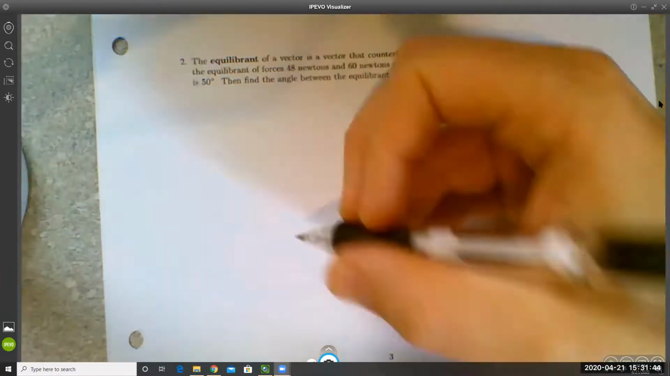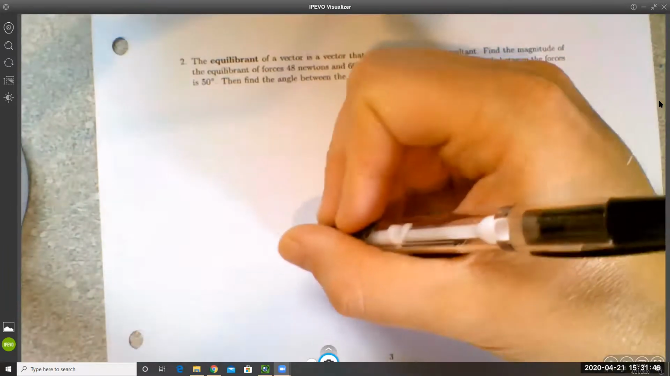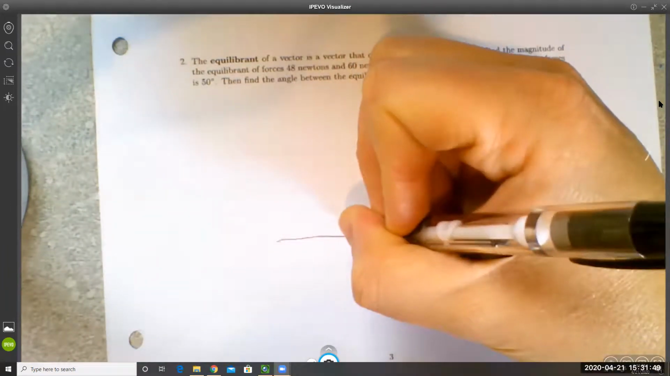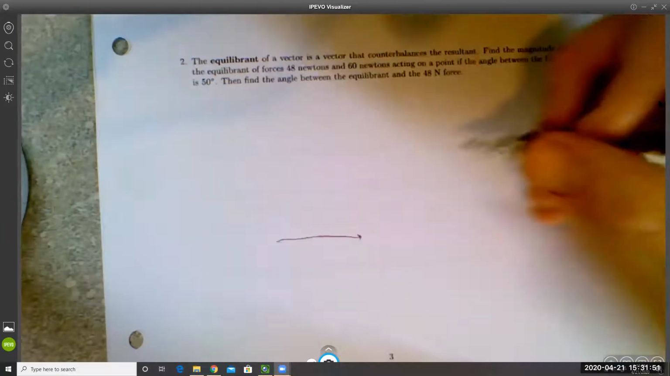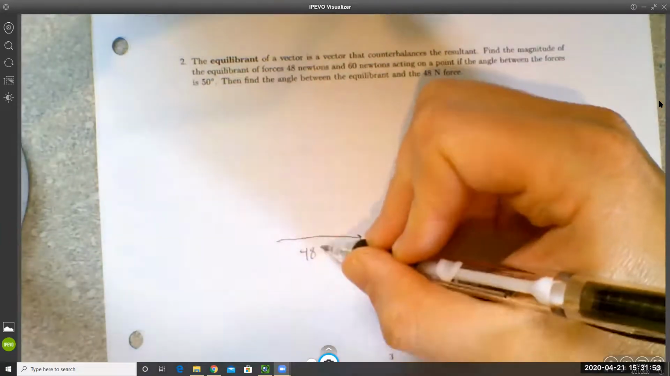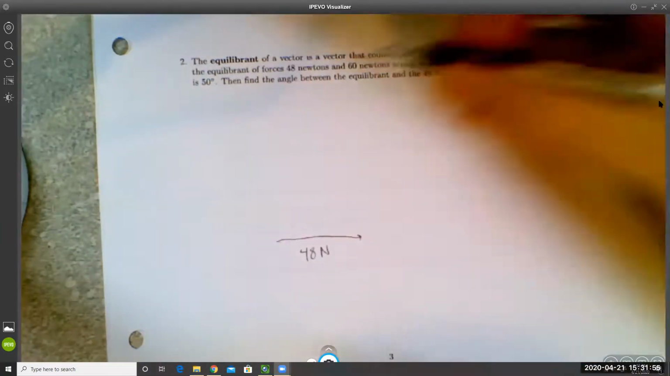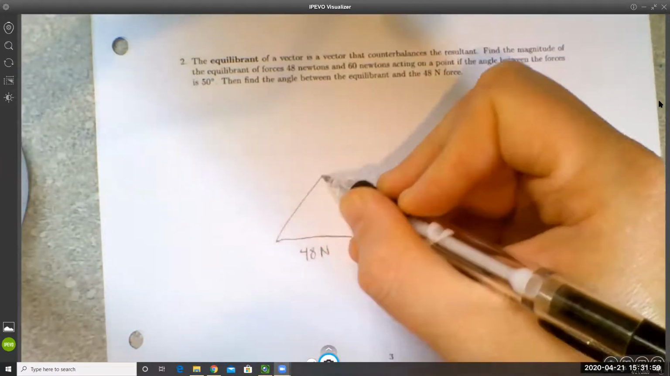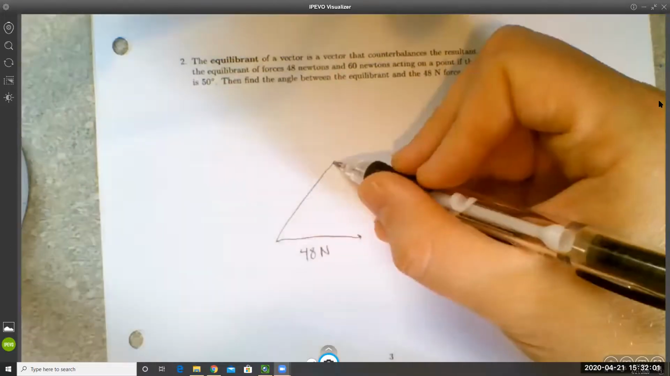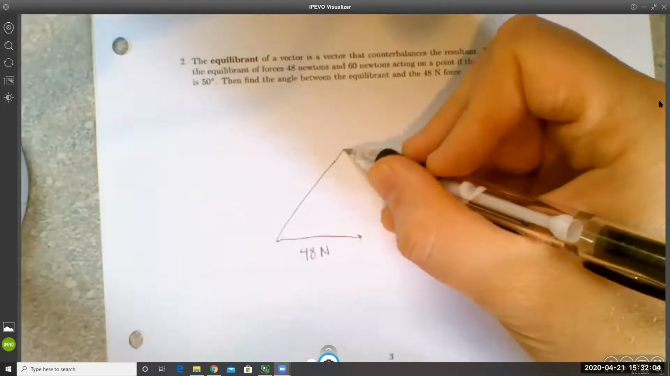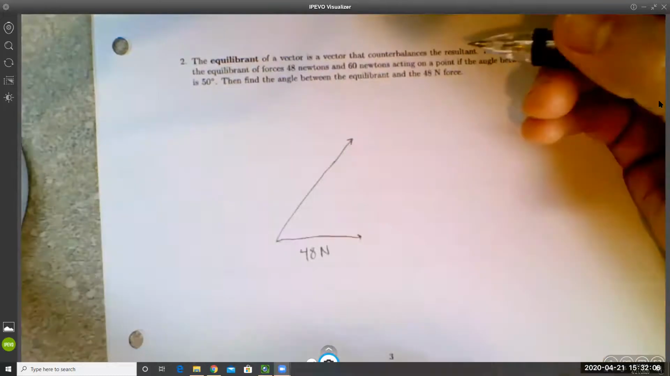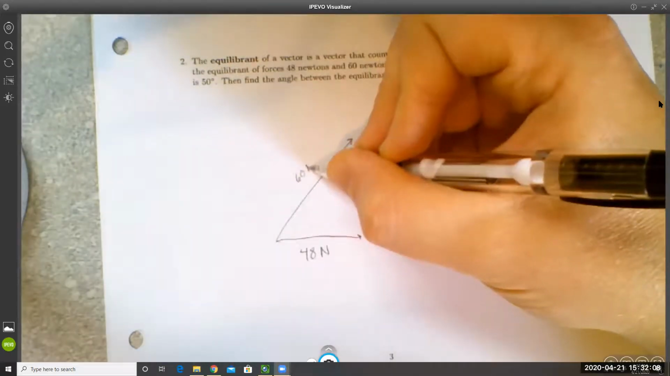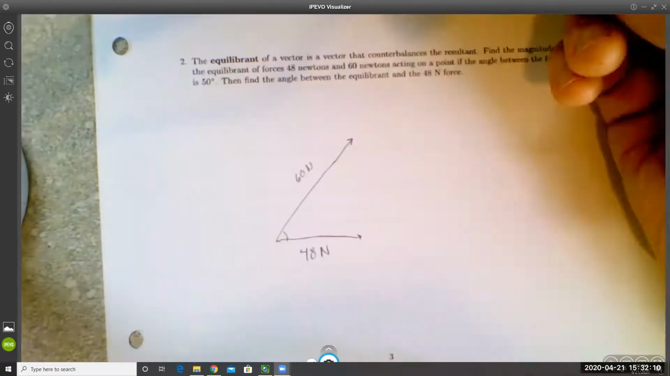So I'm going to start off drawing pretty much the same picture that I drew before. So we've got a 48 Newton force there, and then a 60 Newton force. This time the angle between them is only 50 degrees. So maybe something like that. But it's 60 newtons. I'm going to draw it a little bit longer.